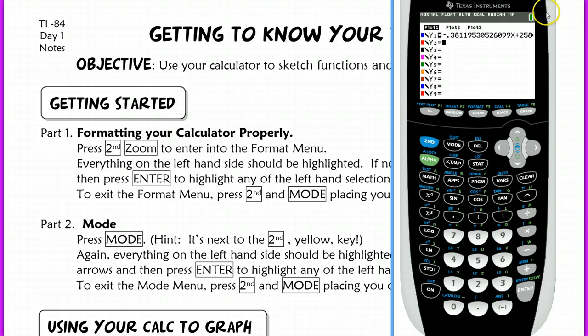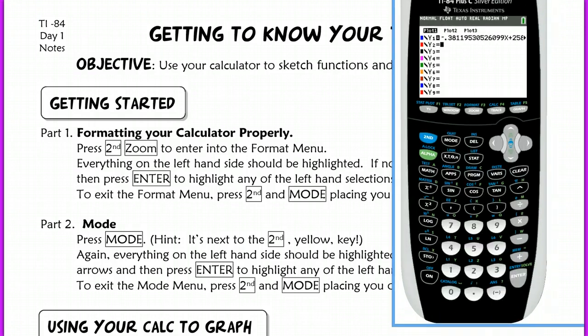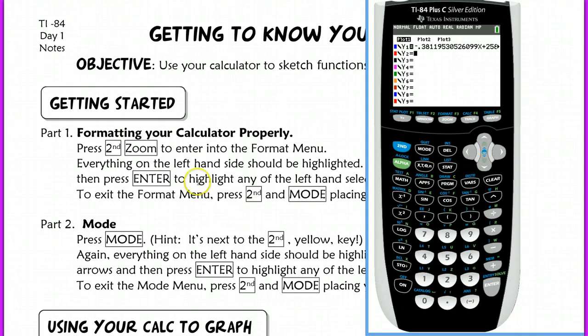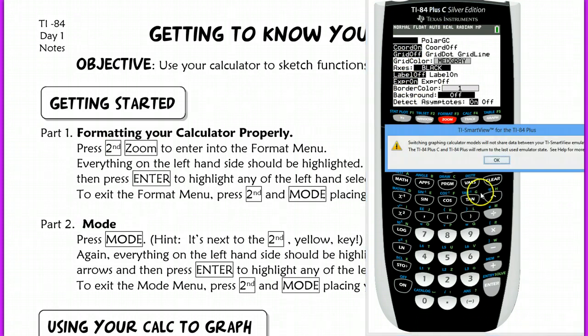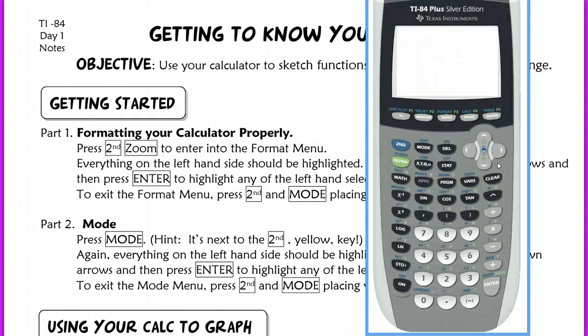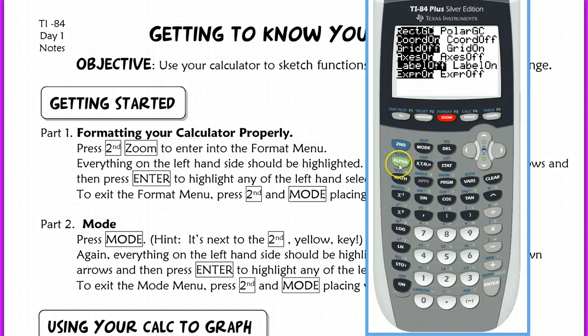The first thing you're going to want to do is make sure that your calculator is correctly formatted. So one of the things you want to do is go to your format menu, which is going to be second zoom. And here I want to make sure that everything on the left side is highlighted. For you guys, your calculator probably looks like this. So I'm going to go to second zoom and everything on the left side here should be highlighted. Okay? Alright, now anything that's not highlighted you're just going to scroll down to and just hit enter on it.